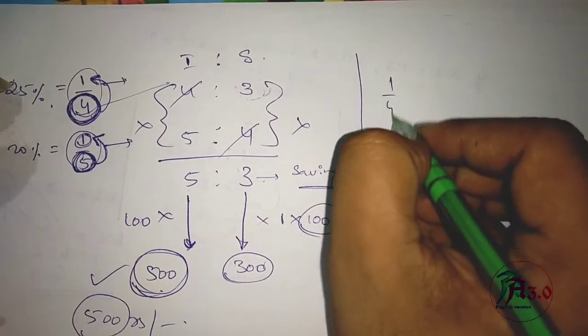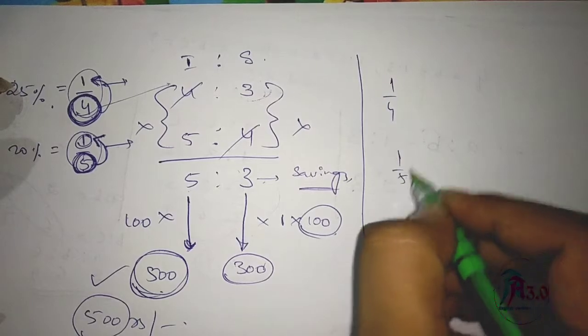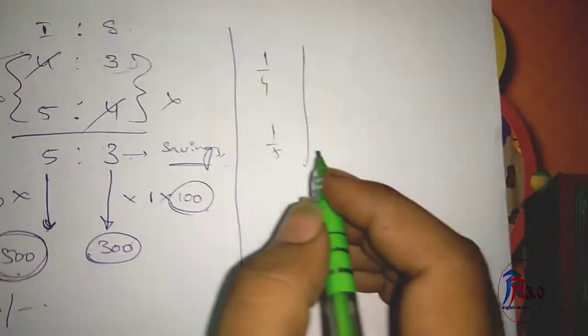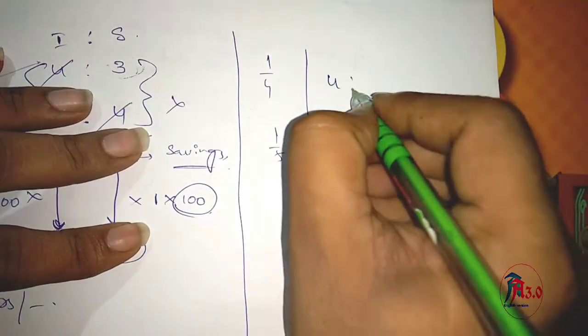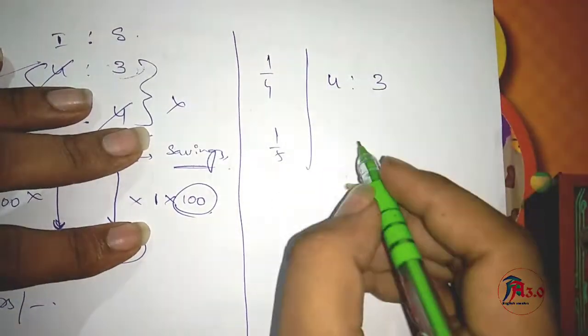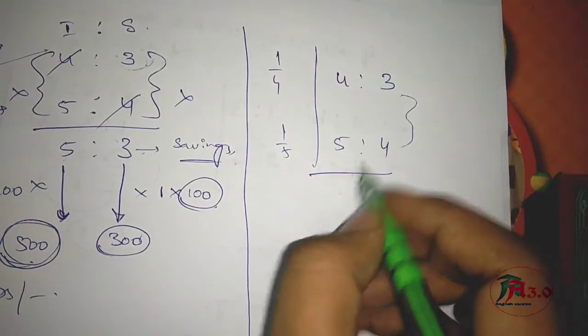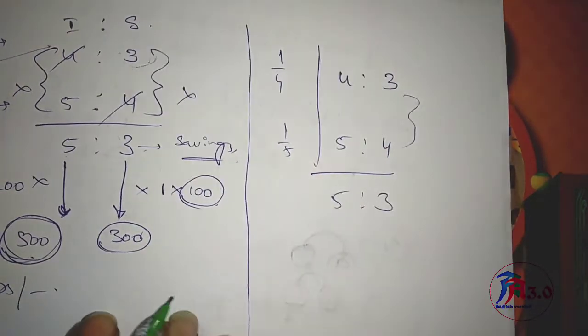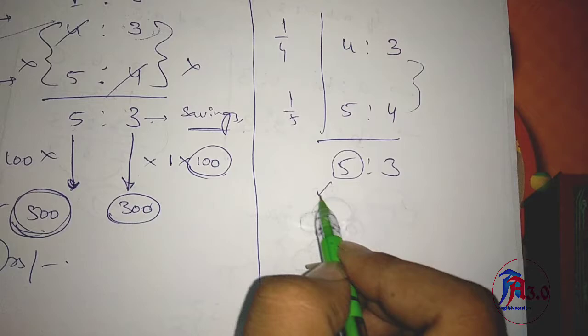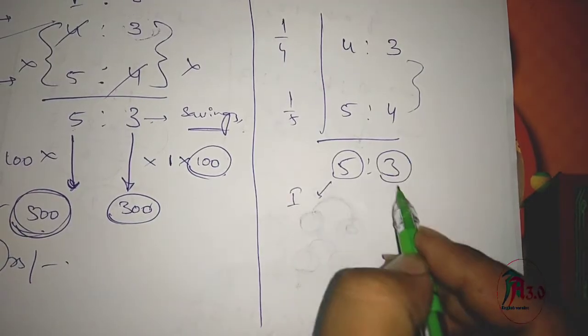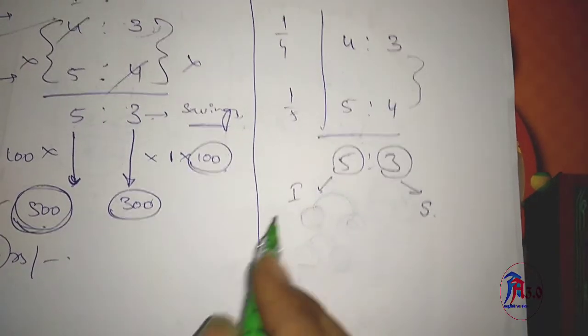Let us see, same to same, fractions 1 by 4 and 1 by 5 here. If she spent 1 unit from 4, it will be 3, and if she spent 1 unit from 5, it will be 4 again. By multiplying, we will get 5 is to 3, isn't it? So this is her total income, and this is her total savings.